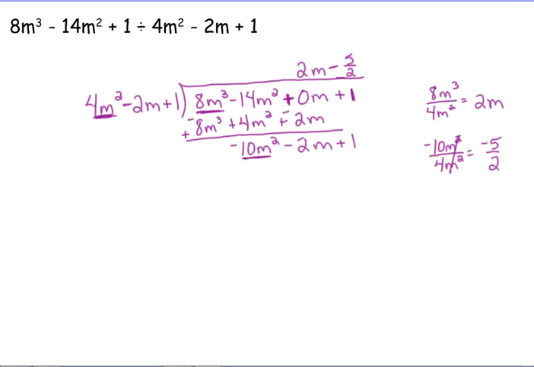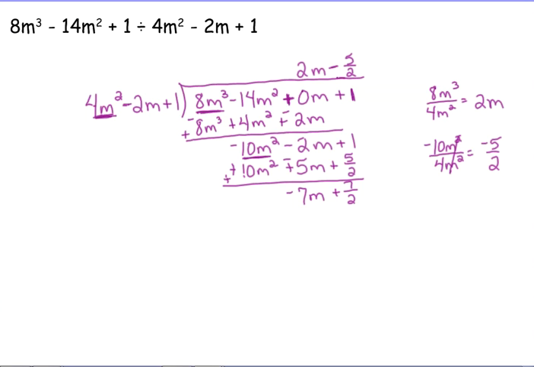So negative 5 halves times 4. Remember what we did yesterday. 4 divided by 2 is 2. 2 times 5 is negative 10. That's what we're supposed to get. Negative 5 halves times negative 2 is positive 5m. And negative 5 halves times 1 is negative 5 halves. Change those signs. Add. First one cancels. Negative 2m plus negative 5m is negative 7m. 1 plus 5 halves would be 7 halves.